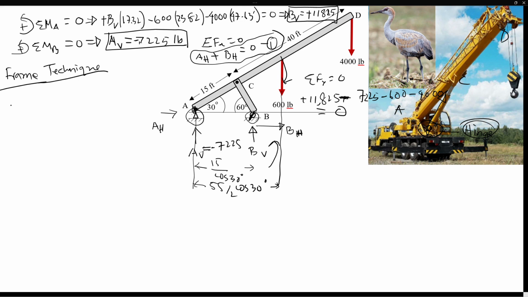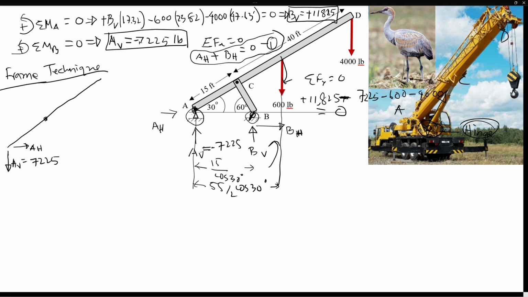To find the reaction forces, what are you going to do? The frame technique, we already discussed that. You remove one of the components or one of the members. Let's remove the boom. So you have this. Now the vertical component at A is negative, so 7,225 is going to act downwards. We still don't know the horizontal component, so you can keep whatever that is.